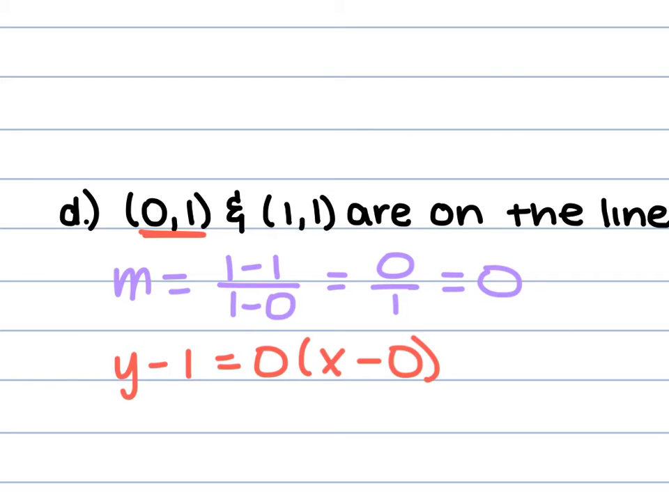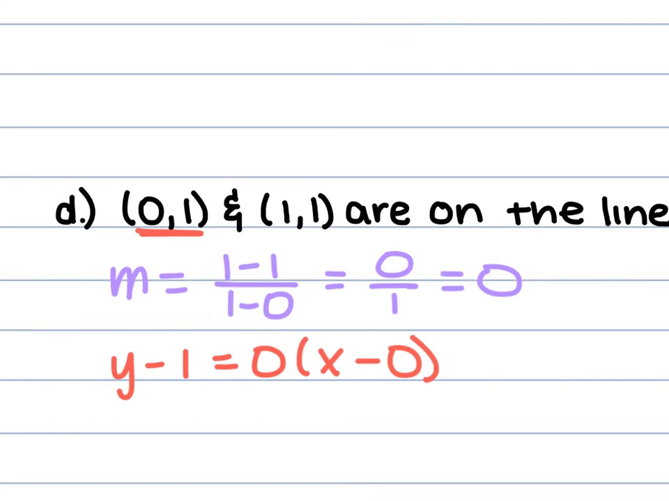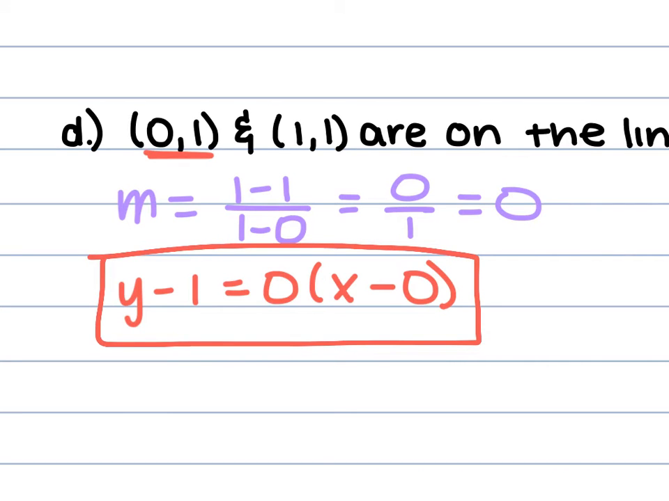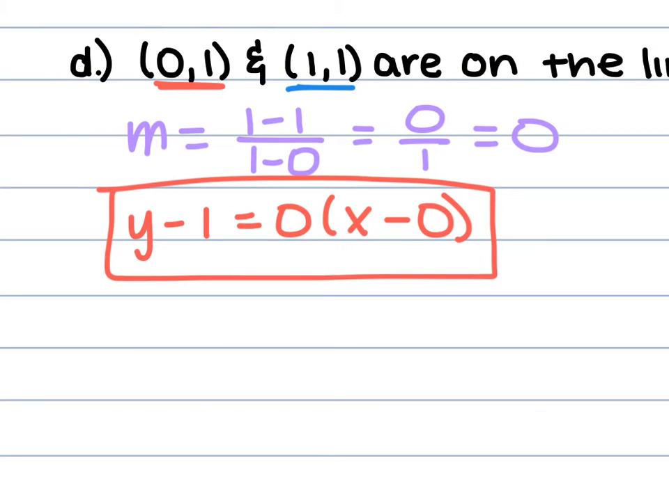is just the same. If you want to simplify this, you can. It would just be x in that set of parentheses, but you can leave it just like this. If you did the (1, 1), you'd have y minus 1 is equal to 0 times x minus 1.